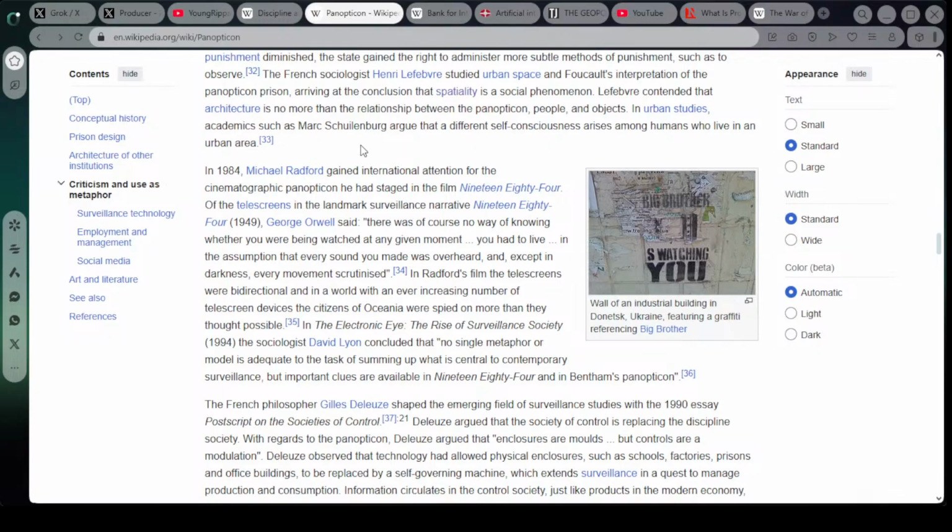In The Electric Eye: The Rise of the Surveillance Society in 1994, the sociologist David Lyon concluded that no single metaphor or model is adequate to the task of summing up what is central to contemporary surveillance, but important clues are available in 1984 and in Bentham's Panopticon.